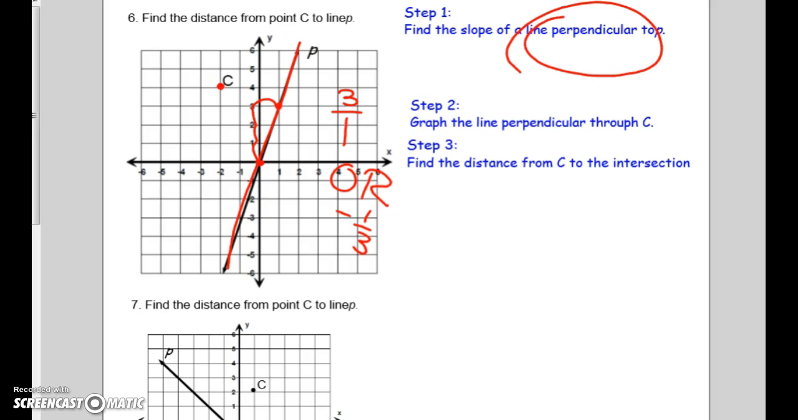And I'm going to start at the point. I'm going to go down 1 and over 3. Right? Now I can do Pythagorean theorem. 1 squared plus 3 squared.